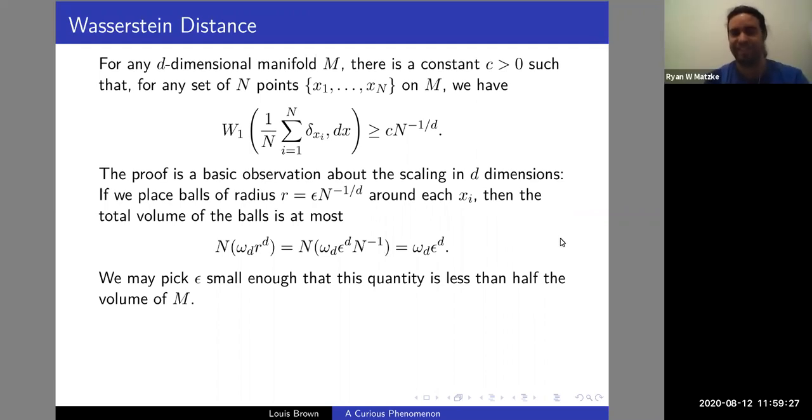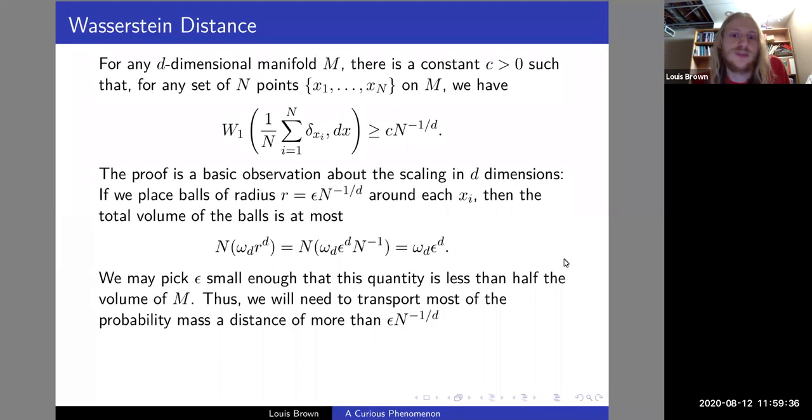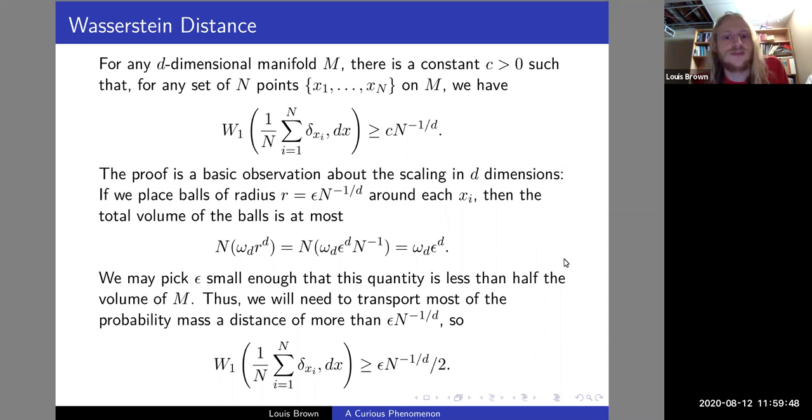Thanks. So we can pick epsilon small enough that this quantity is less than half the volume of M. In particular, this would mean that we need to transport most of the probability mass a distance of more than epsilon n to the minus 1 over d. So the Wasserstein distance is at least epsilon n to the minus 1 over d over 2, because we need to transport most of the mass at least this distance. So we have our bound.